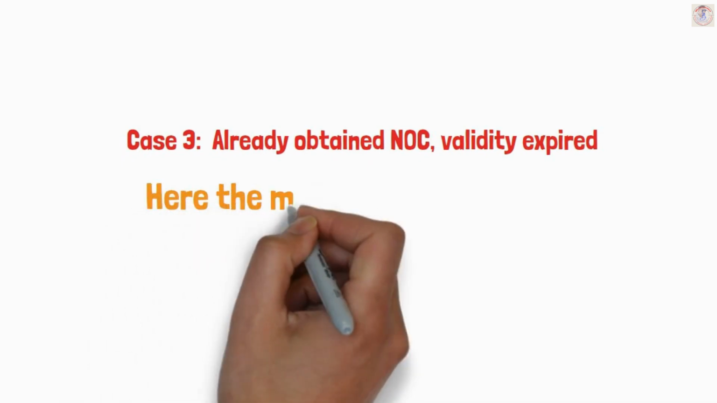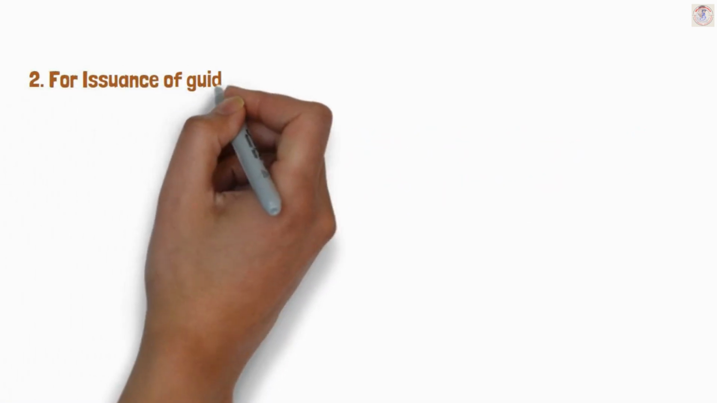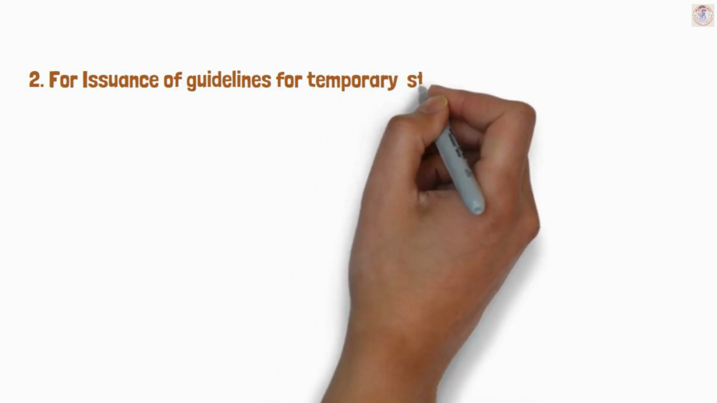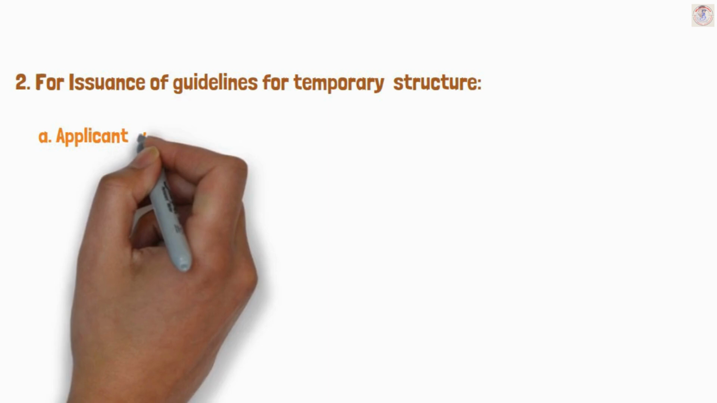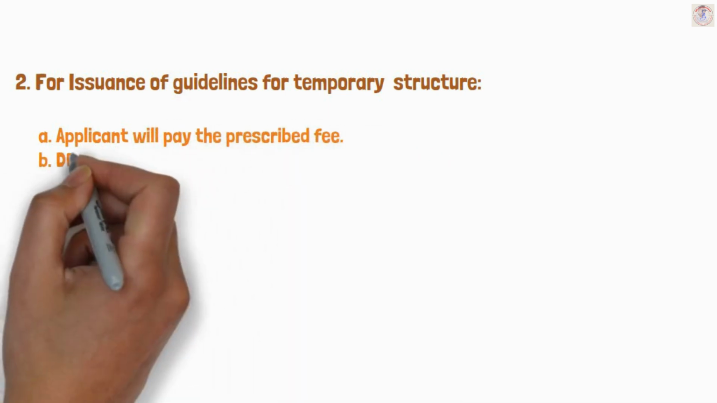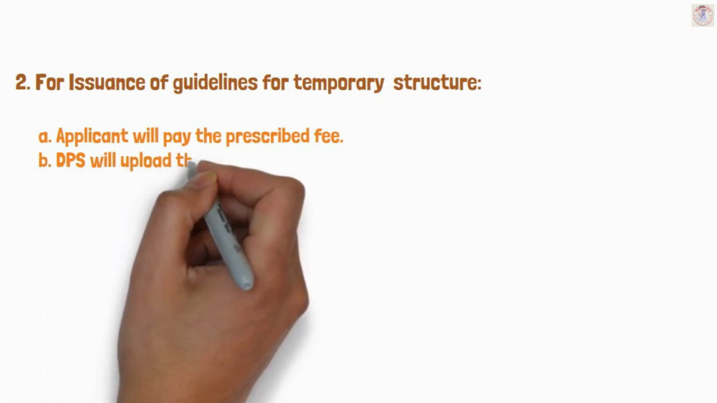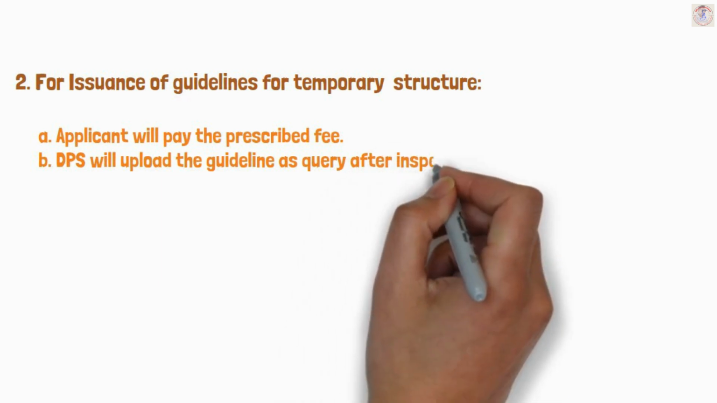Case 3. Already obtained NOC, validity expired. Here the matter is same as Case 2. 2. For issuance of guidelines for temporary structure. A. Applicant will pay the prescribed fee. B. DPS will upload the guideline as query after inspection, application disposed of.